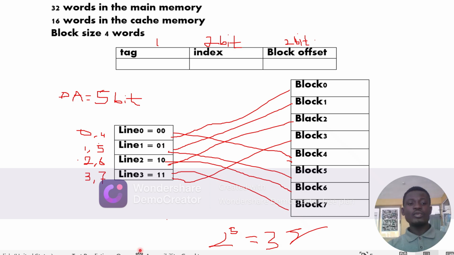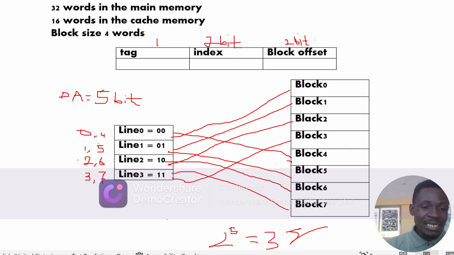Okay, so we are done. So this line contains block 0, block 4. This line contains block 1, block 5. This line contains block 2, block 6. This line contains block 3, block 7. And we are saying we need only 1 byte to differentiate whether the address that we are looking for is in block 0 or block 4. We need only 1 byte.